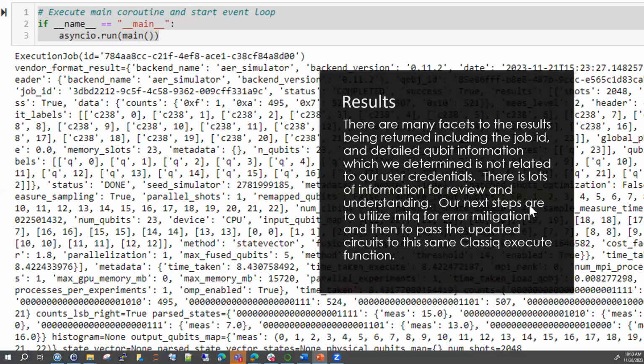So the next step that we want to do after this is to utilize MIDIC for error mitigation. In other words, pull down the code from Classic, run it through MIDIC libraries, and then resubmit it to the Classic execute function. And that's what we're working on now. We actually got started on it recently.